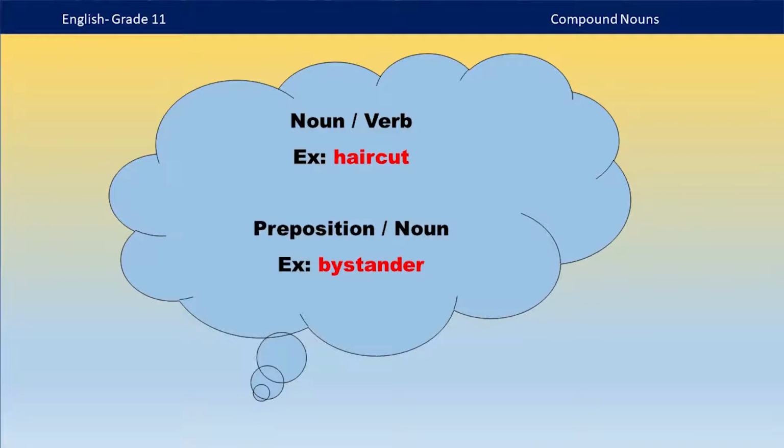Another one, noun plus verb. Noun, hair, and the verb is cut, haircut. And the next one, preposition plus noun, bystander. So the compound noun is bystander.